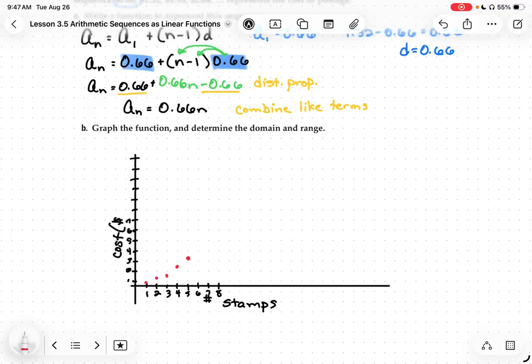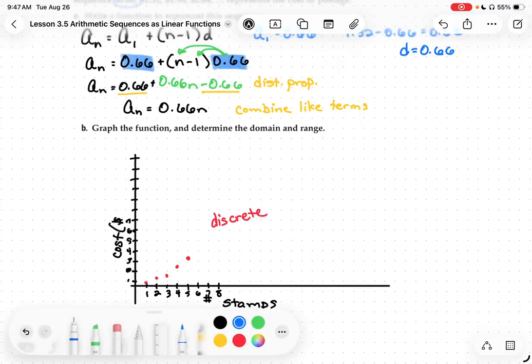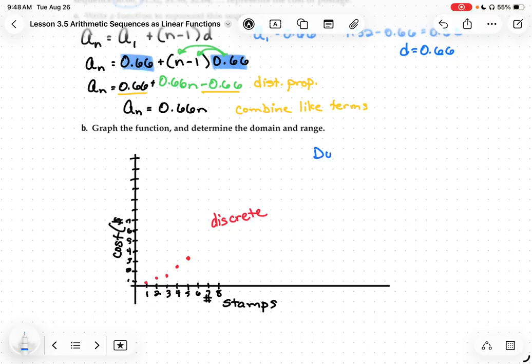Okay. So am I going to connect these points? Is this going to be a discrete graph or a continuous graph? It's going to be discrete because, remember, discrete means I do not connect the dots because I cannot have a partial stamp. I cannot buy 1.5 stamps. I can buy 1 stamp or 2 stamps, but I cannot buy 1.5 stamps. So I do not connect the points in this case.